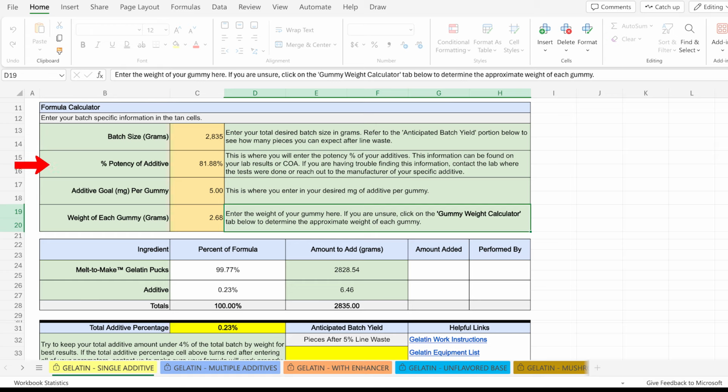Once all of this information is added into the designated cells, the Formula Calculator will do all of the heavy lifting and auto-populate the specific results for your batch, and you will know exactly how much of our bulk gummy mix and your various additives that you will need to produce an accurately dosed gummy.